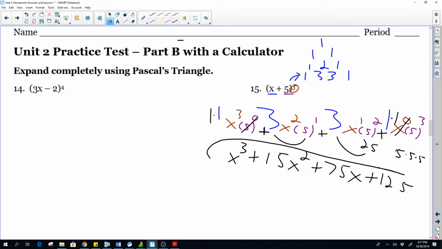So Pascal's not too bad. Definitely need to review and practice that if you're not good at it. Don't forget for number 14 to use row 4, which comes after 1, 3, 3, 1, which is 1, 4, 6, 4, 1, just by adding each of these. So pause me. You try number 14. Pause me. You try 14. Pause me.